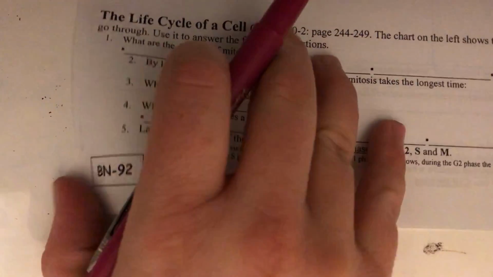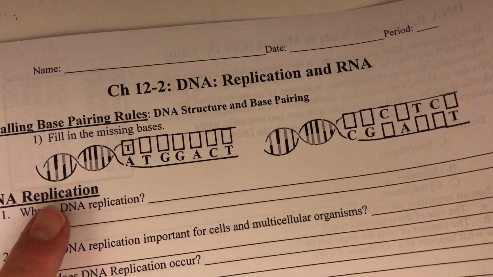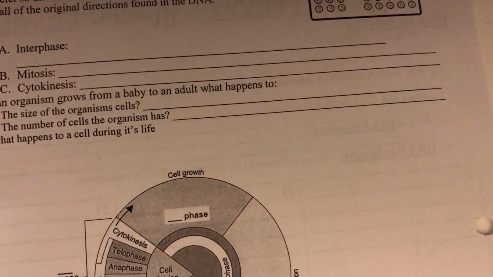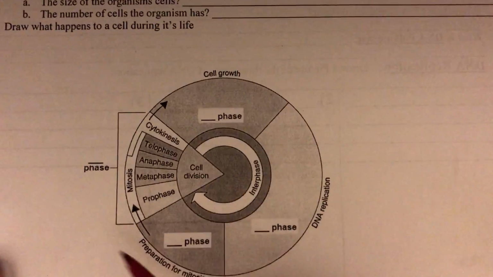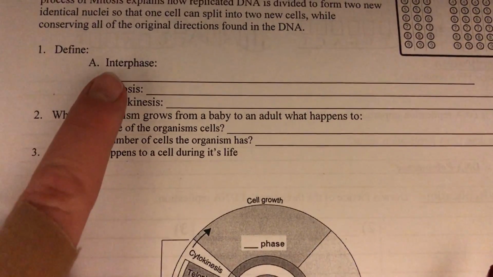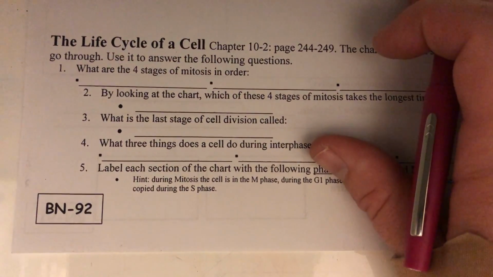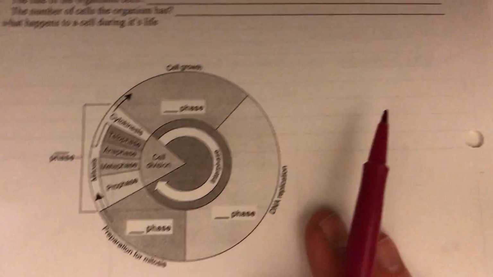This is page BN 92, as you can see on the bottom. It's the one that we did our DNA replication on Tuesday or Wednesday. So please get this out. We're going to talk about this picture real quick about the cell's life cycle, and then I'm going to give you guys some definitions a little bit later, and you guys are going to answer these 5 questions on your own. So let's look at this.